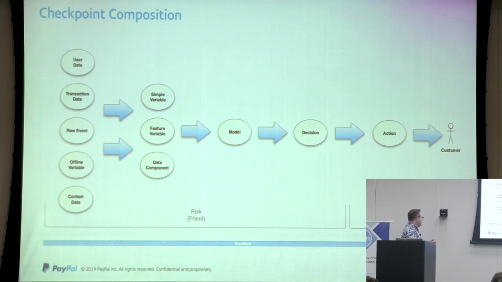Then the next category of data is the context data, which is the context of the transaction itself, right? All those go into the next layer, which is to compute variables, feature variables, and data components. The data component is a more complicated combination of feature variables and simple variables. Once they're computed, then they go into the model itself, right? And the model can be a classic machine learning model, deep learning, or an advanced AI model, which when you compute it, you'll get a score, and then that leads into a decision and then an action, as we discussed.